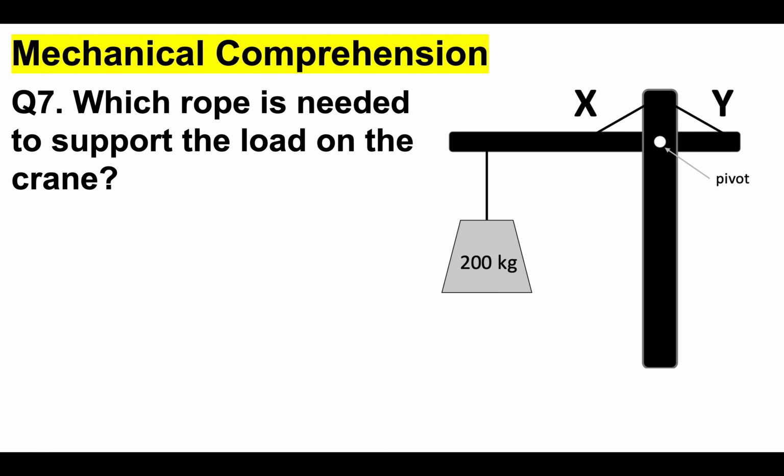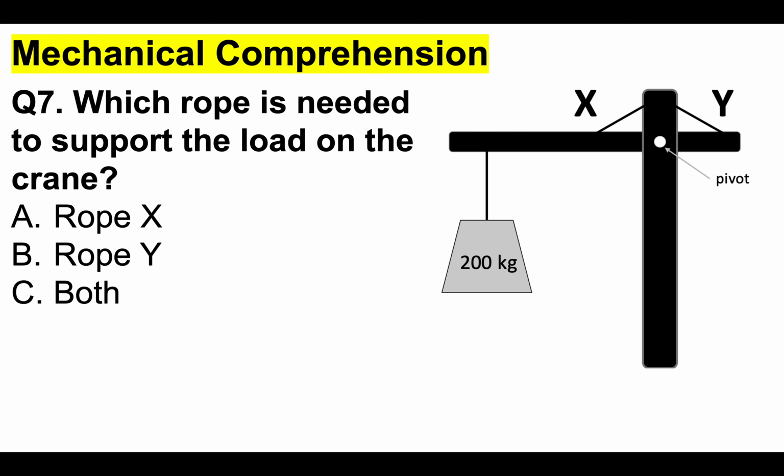Question 7. Which rope is needed to support the load on the crane? So we've got 2 ropes, X and Y. So which rope is needed to support that 200 kilogram load? Is it A, rope X, B, rope Y, C, both of them, or D, neither?